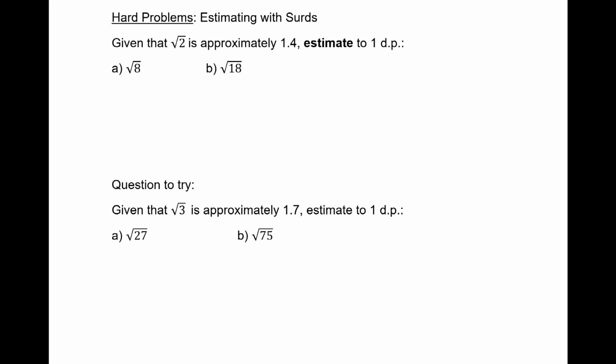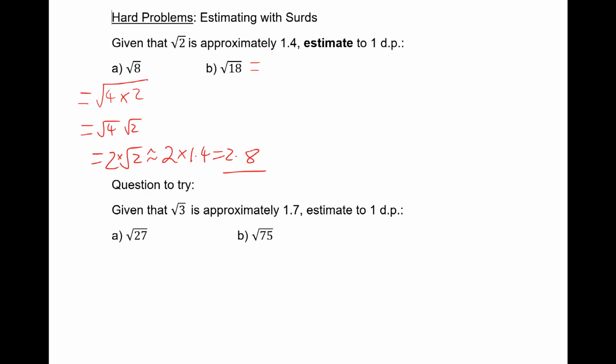So, for example, root 8, let's see if we can simplify that to get it in terms of root 2. I know 8 is equal to 4 times 2, so I've got root 4 times 2, which is just root 4 root 2, which is 2 root 2. So I can say root 8 is 2 times root 2, but given that root 2 is approximately 1.4, this is just 2 times 1.4, which is 2.8.